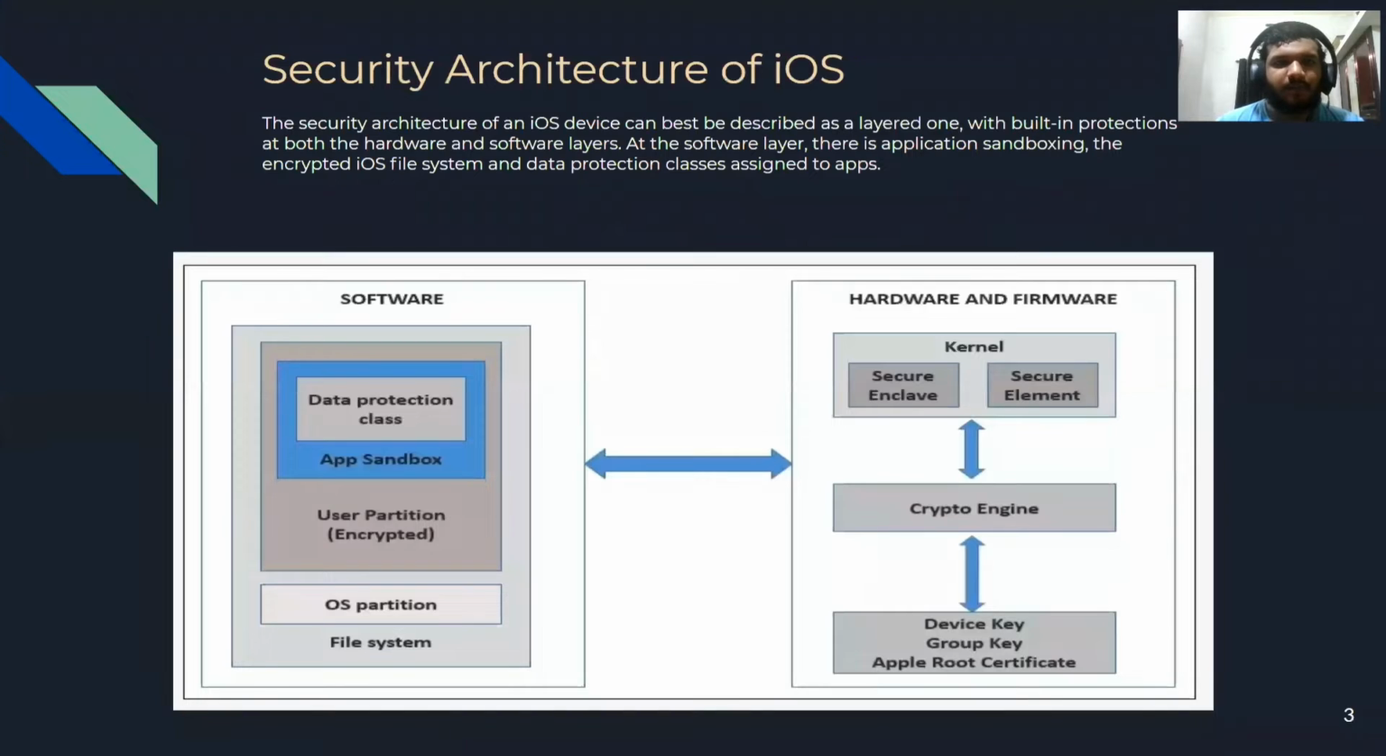Now, the basic security architecture in iOS. The security architecture of an iOS device can be best described as a layered one with built-in protections at both the hardware as well as the software layers. At the software level, there is application sandboxing, as you can find in the picture over here, the encrypted iOS file system and the data protection classes assigned to the apps.